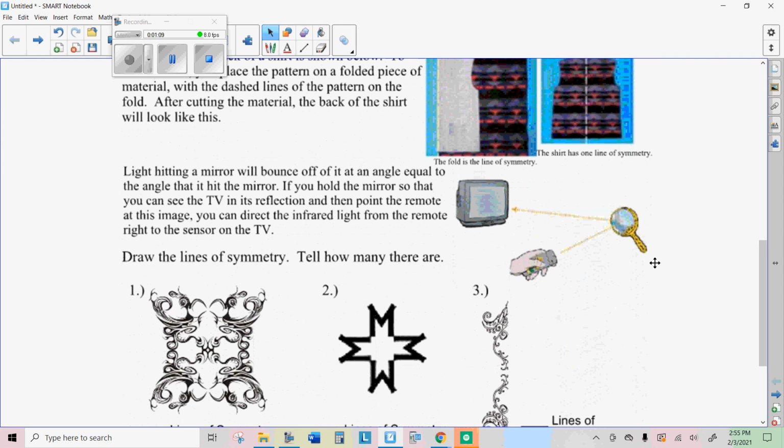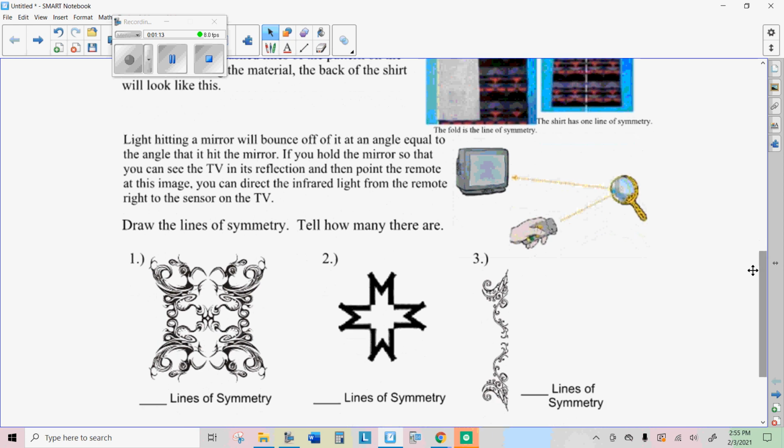You can use reflections to find distances, and you probably noticed that if you have a window in your house, you can reflect off that window and change the channels on your TV.